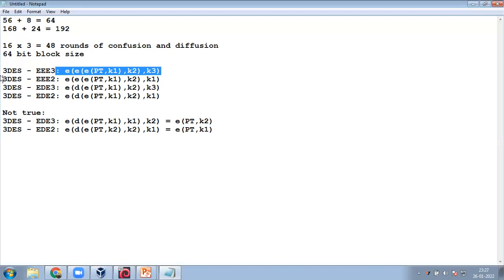So the NSA was looking out for a replacement for this algorithm, and the Rijndael algorithm was chosen as the Advanced Encryption Standard. I will speak about the Rijndael algorithm in the next video.